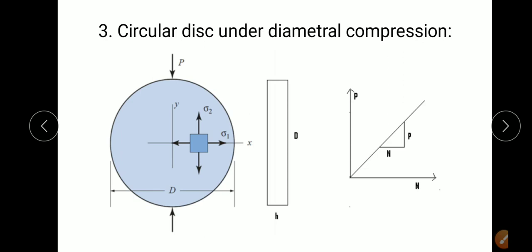Okay, so the last calibration model is a circular disc under diametral compression. So this is the circular disc, whose diameter is capital D, and the thickness of the disc is small h, and it is applied with a diametrical load of capital P, and the stresses which are obtained inside, in the axes of x and y, are sigma 1 and sigma 2, and similarly the P by N graph is going to be considered.